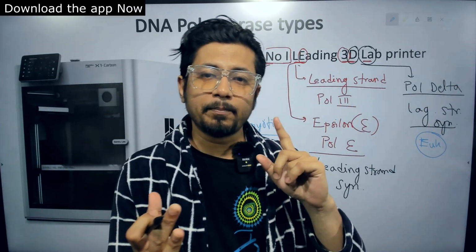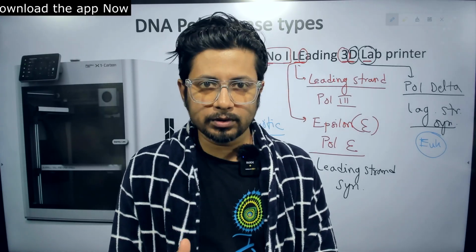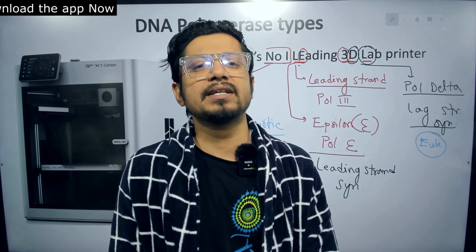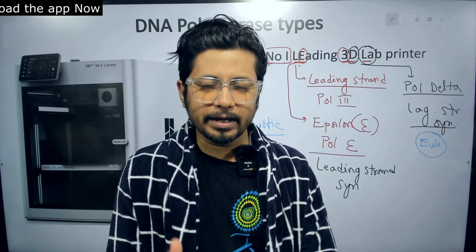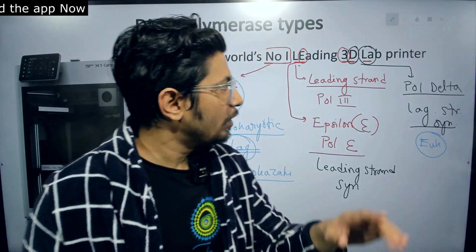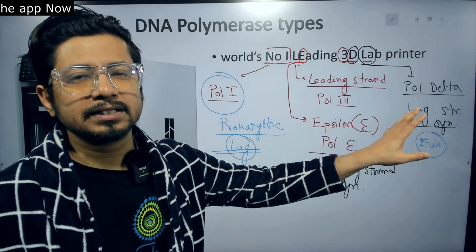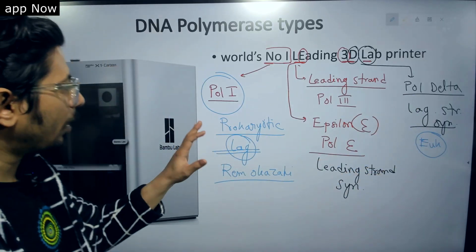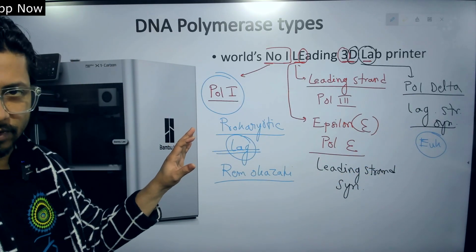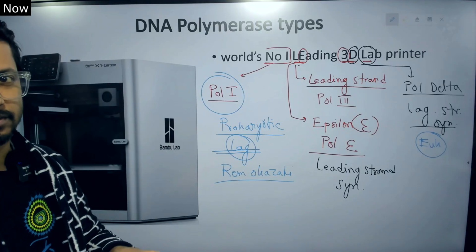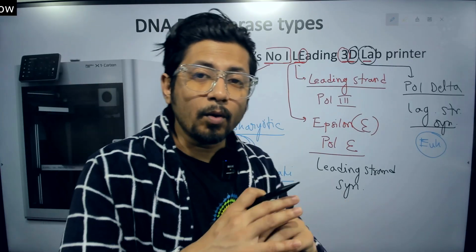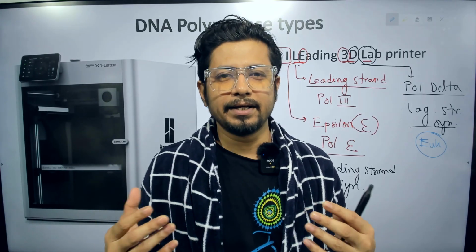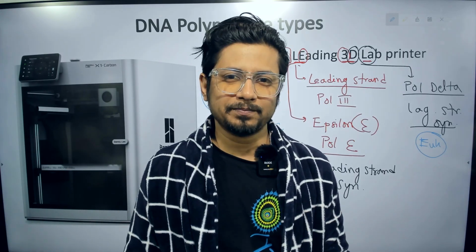Okay, that's how easy it is. You can remember that pol epsilon and pol 3 are both involved in leading strand synthesis in eukaryotes and prokaryotes respectively, while pol delta in eukaryotes synthesizes the lagging strand, and pol 1 is involved in Okazaki fragment removal in the lagging strand in prokaryotes. So that gives you all this information regarding the DNA polymerases and their roles.